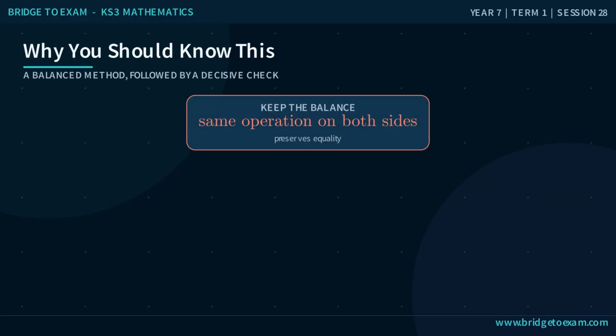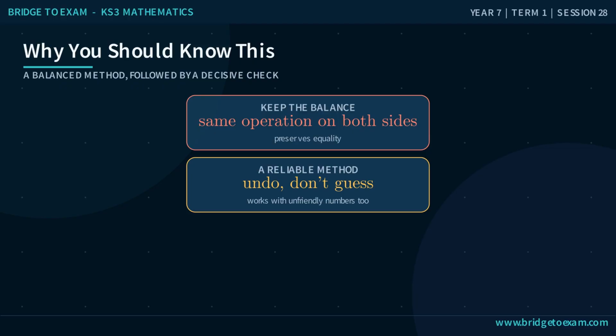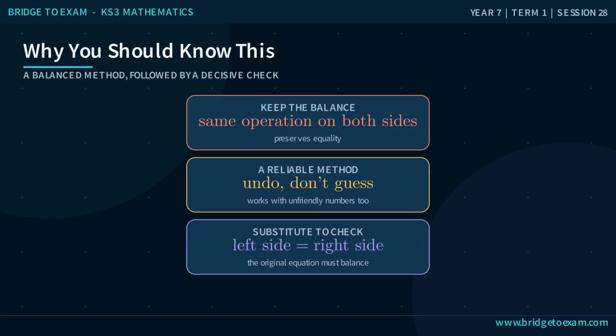The balance principle is the heart of equation solving. Whatever operation you perform on one side, perform on the other side as well. That rule replaces guessing with a method that works reliably, even when the numbers become less friendly. And substitution gives a fast check. Put your answer back into the original equation. Both sides must have the same value.